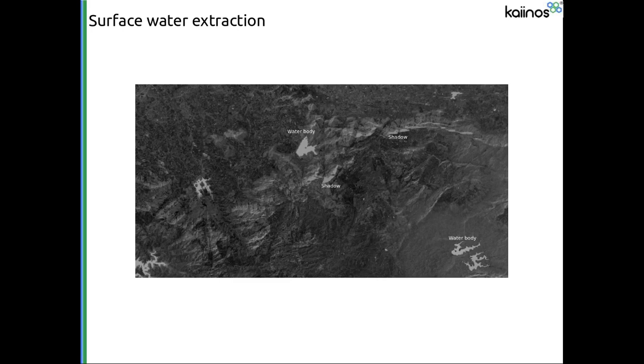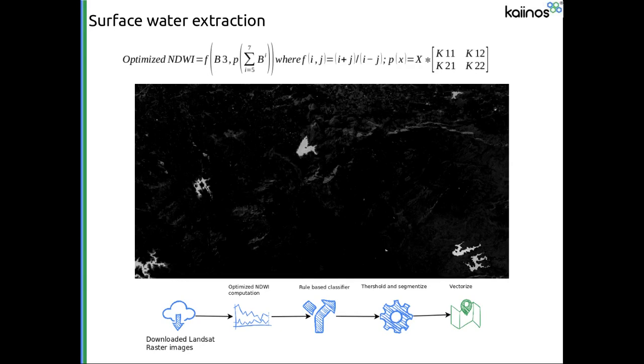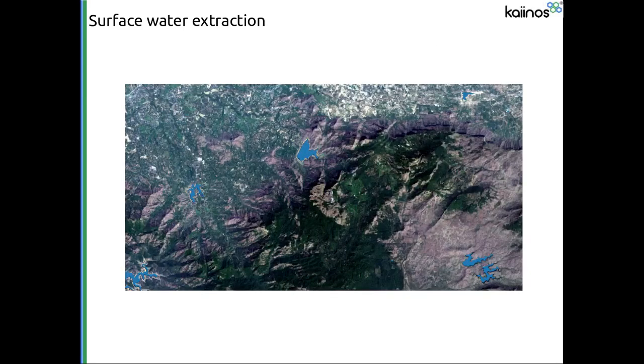Okay. So now coming back to this analysis. We have improved the NDWA by using a convolution of all the bands between 5 and 7 in Landsat. By doing this, as can be seen here, there's a clear distinction between shadows and water bodies. Now we use simple thresholding on this kind of image to generate the vectors. So now this will be the output of the vectorized water bodies.